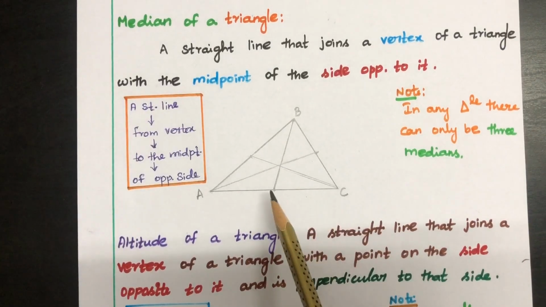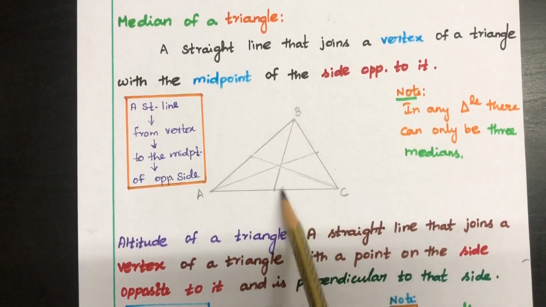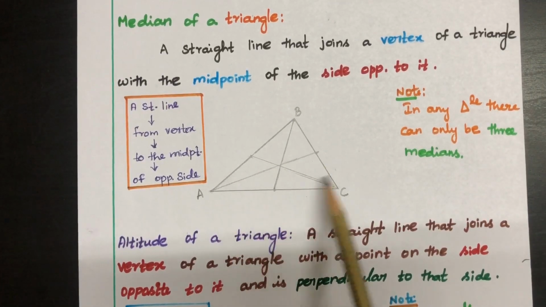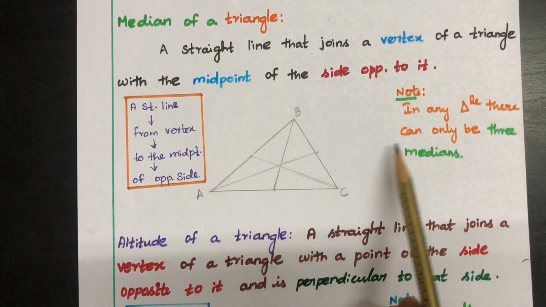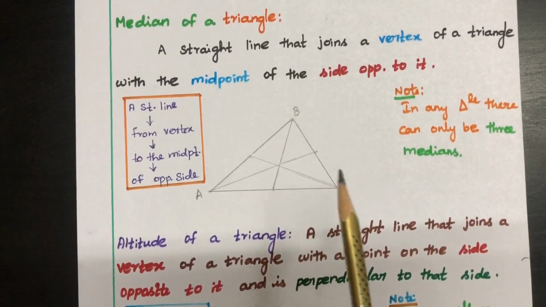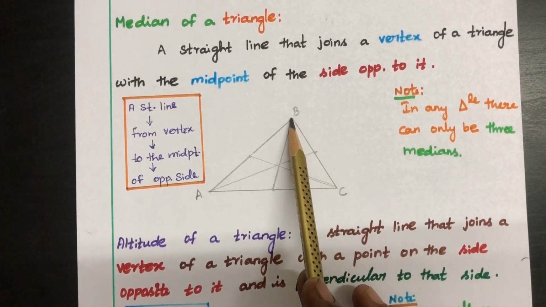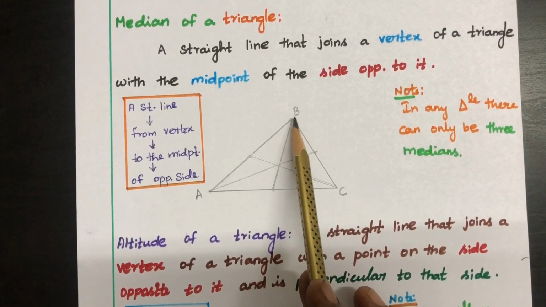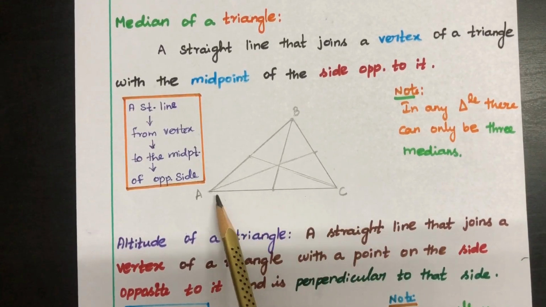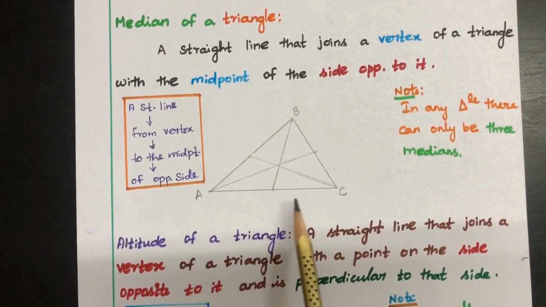In your book, they have mentioned only one median from B to AC. But simply I am giving you the concept. This is the thing. We can draw 3 medians. In any triangle, there can be only 3 medians. We can draw only 3 medians as straight lines from a vertex to the midpoint of the opposite side. Just have it in mind. Simple. It may be any vertex, you can draw a median.